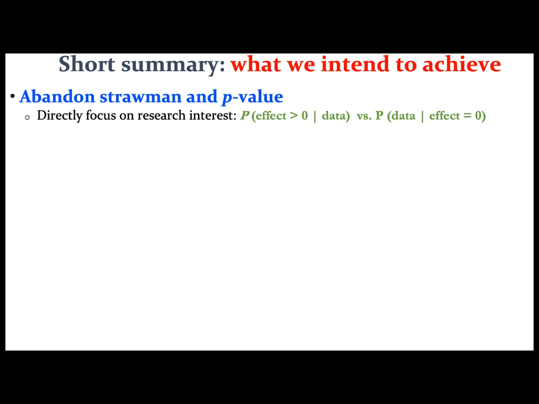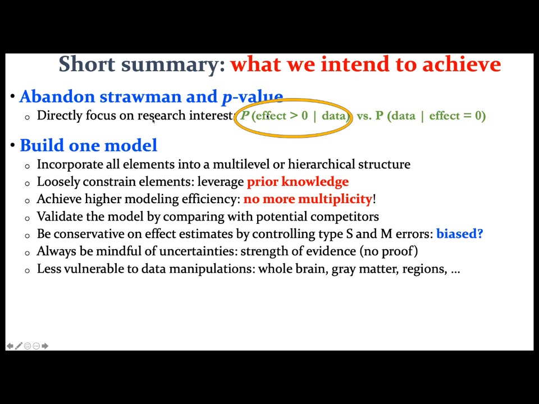So let's summarize what we have learned from the two examples. We basically abandon the null hypothesis approach. We don't calculate the so-called p-value, which pretends there's no effect and asks how surprised we are by the data. That's the traditional p-value. Instead, we focus on what the effect or the activation is, given my data. So we change our focus. Then we build one model instead of 100,000 models. With one model, automatically, we don't have the multiple comparison issue.